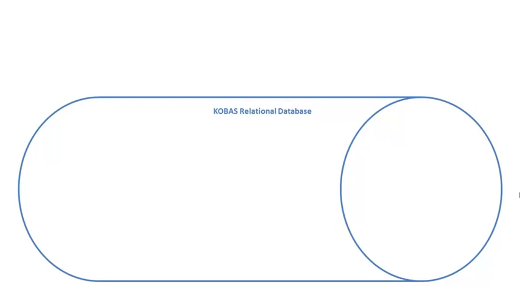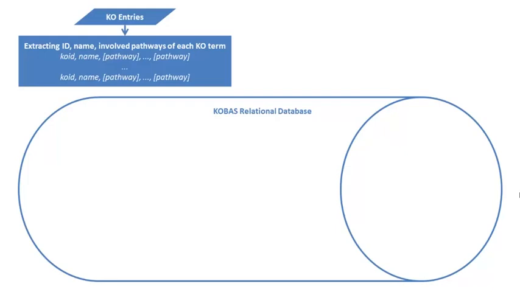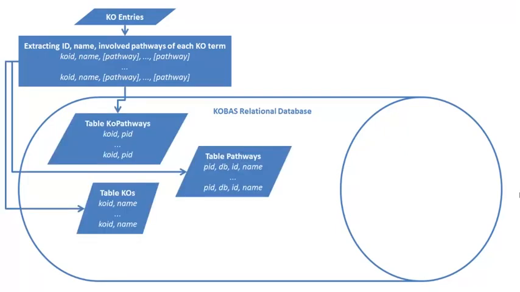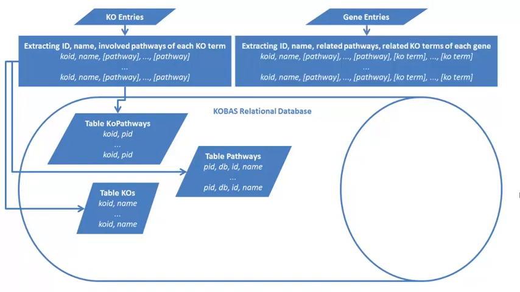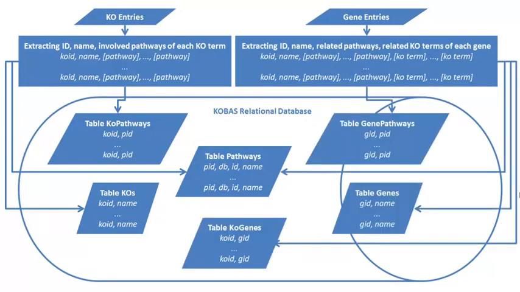We wrote a Python program to parse all the KO entries in KEGG and stored the data into the relational database, creating a table for the KOs, a table for the pathways, and a table linking the KOs to the pathways. Then, we parsed all the gene entries in KEGG and again stored the data into the relational database, creating a table for the genes, a table linking the genes to the pathways, and a table linking the genes to KOs.